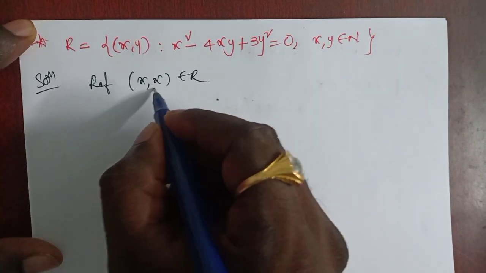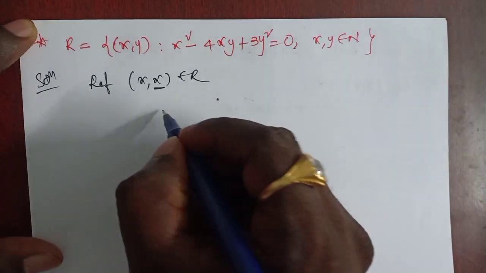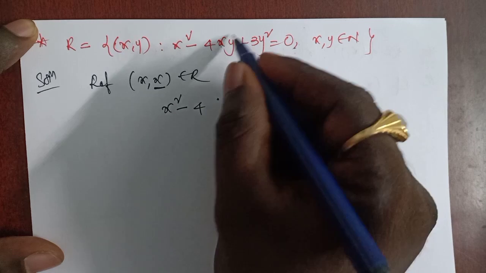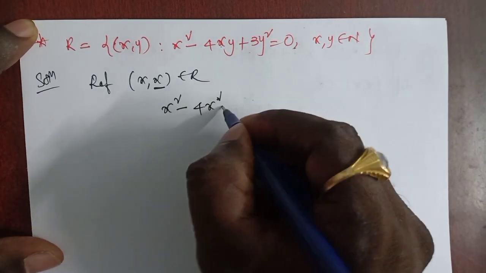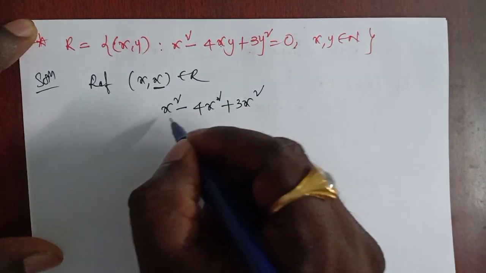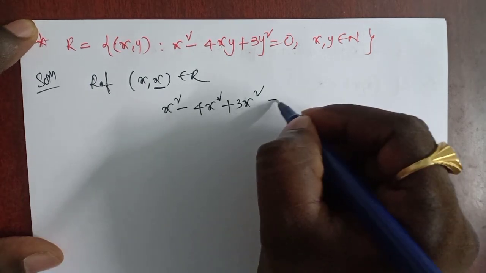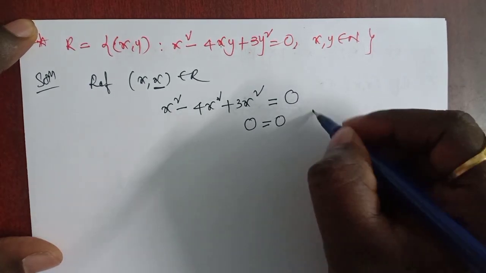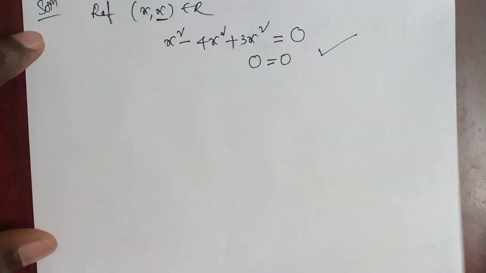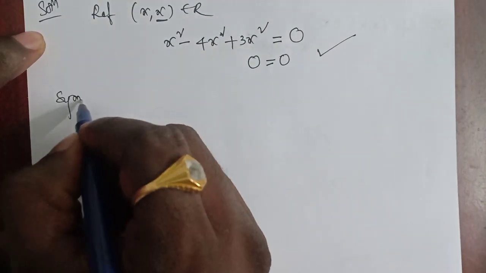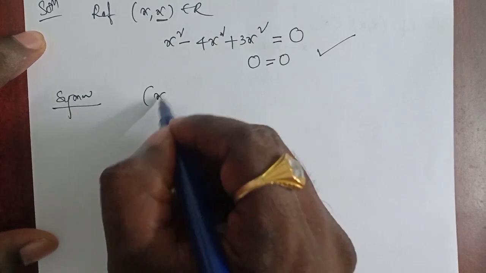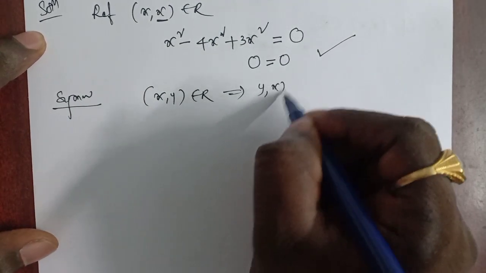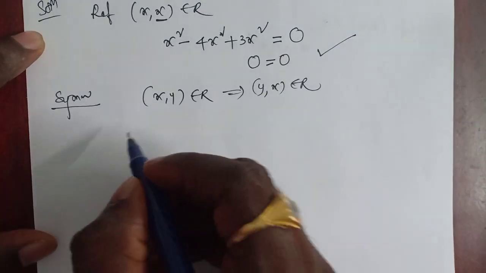So now in place of y we have x. Now replace y with x here, what we get? x square minus 4x into x, that is 4x square, plus 3x square. Now x square minus 4x square plus 3x square is equal to 0. Now what we get? 0 equal to 0. So it satisfies reflexive. Now coming to the symmetric. If (x, y) belongs to R, then (y, x) also belongs to R.